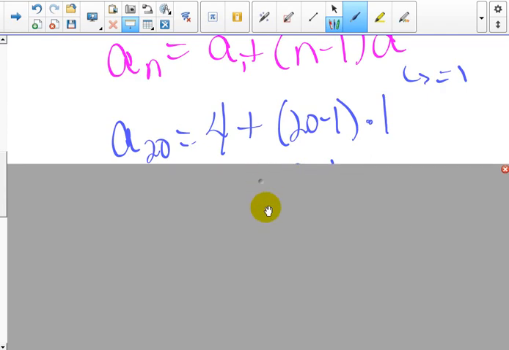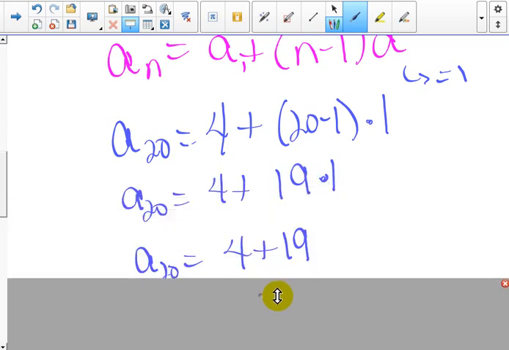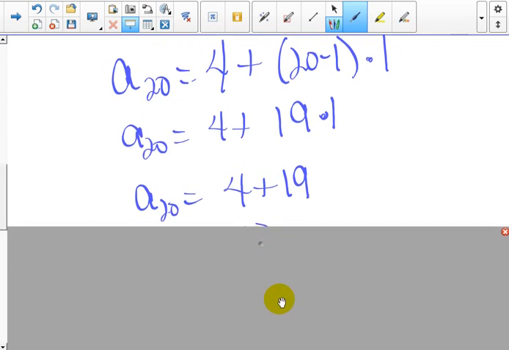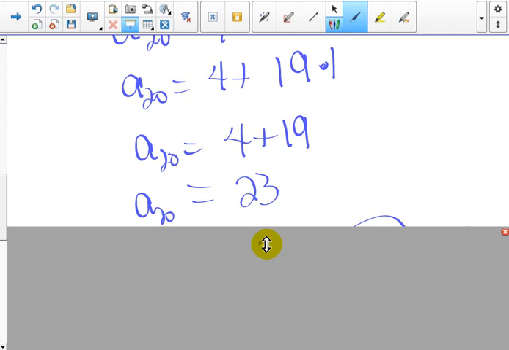So a sub 20, our 20th term, is equal to 4, our first term, plus 20 minus 1 times our difference, which our difference is 1. So 20 minus 1 is 19. So we have 4 plus 19 times 1, which is just 4 plus 19, which is just 23. So in that 20th row, we have 23 chairs. So there's the first part of our mystery.